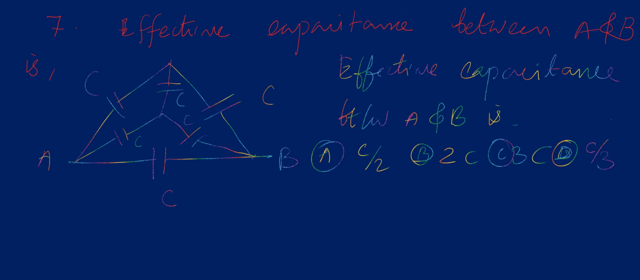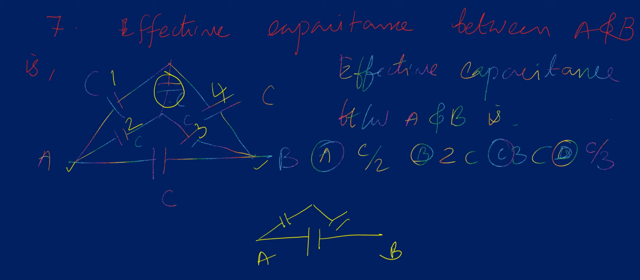Effective capacitance between A and B is. Here let us first consider the 4 capacitors, and these 4 capacitors are like a balanced Wheatstone bridge, so there will not be a current flow through this capacitor. So this can be eliminated and we can redraw the network like this. The middle one we have neglected because there is no current flow through it.